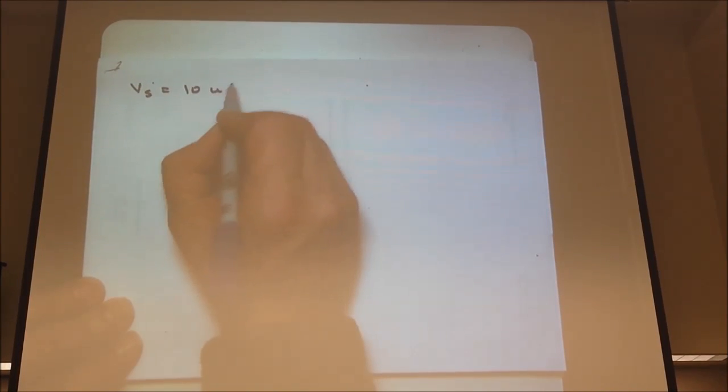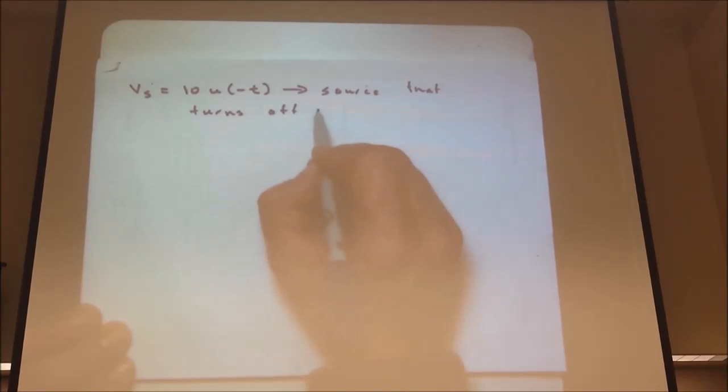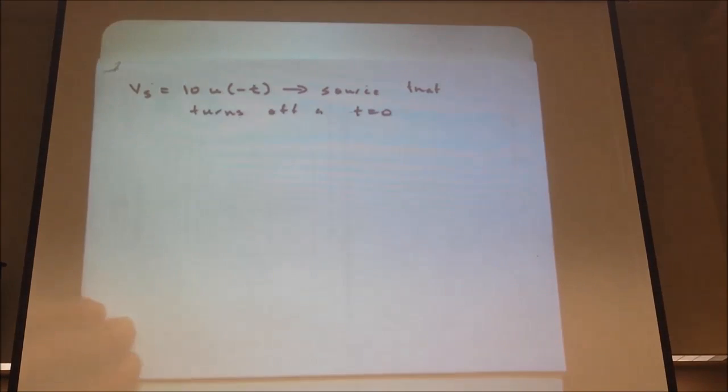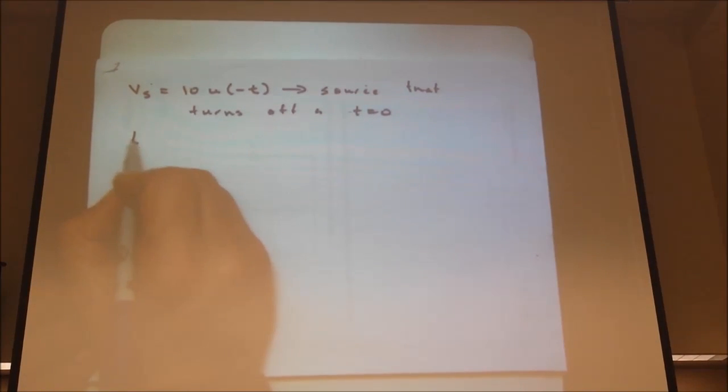Just to think about another comparable situation, a reverse situation. Let's say the source equals 10 u of minus t. You can write it out mathematically. What does this correspond to? This is a source that turns off at t equals 0. So it was on for t less than 0 and then turns off. What does our t greater than 0 circuit look like?